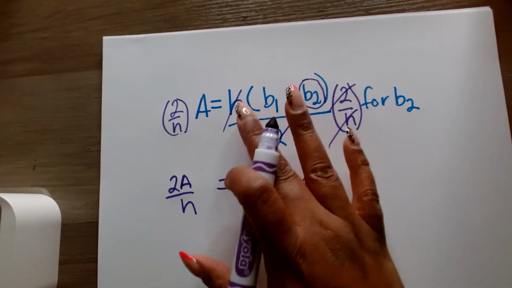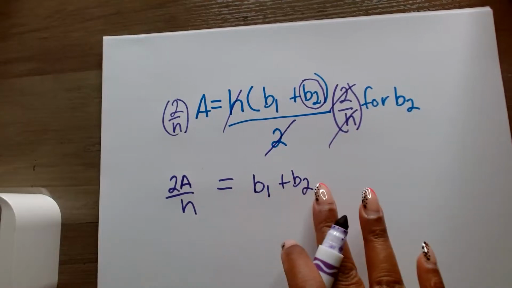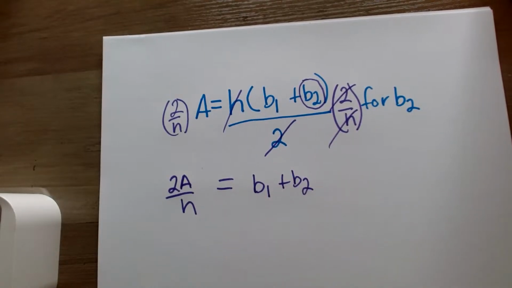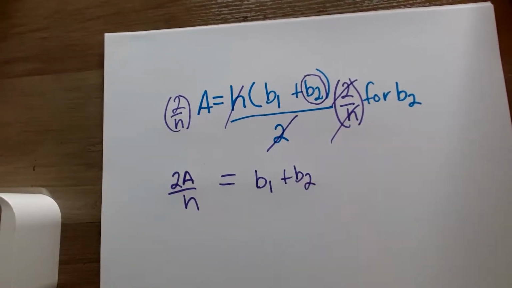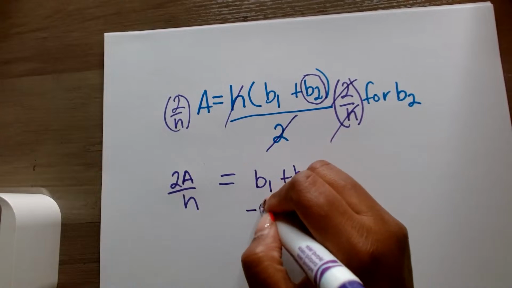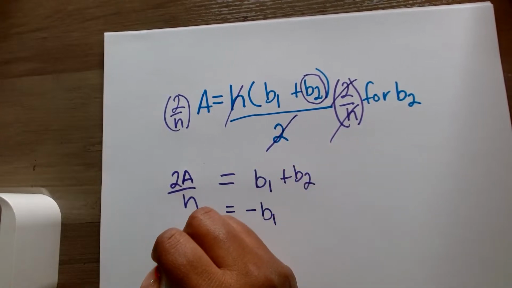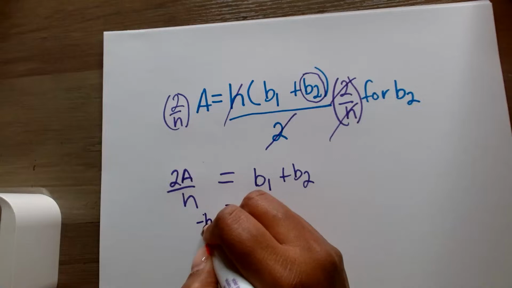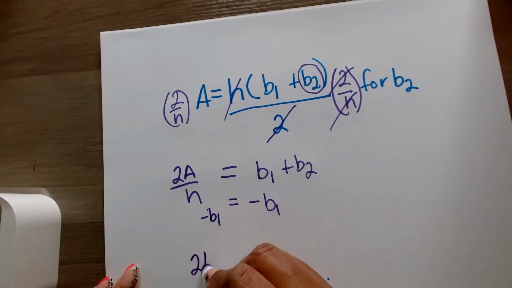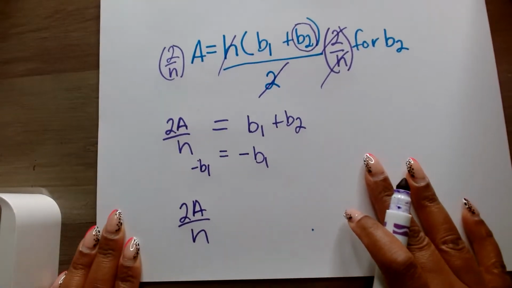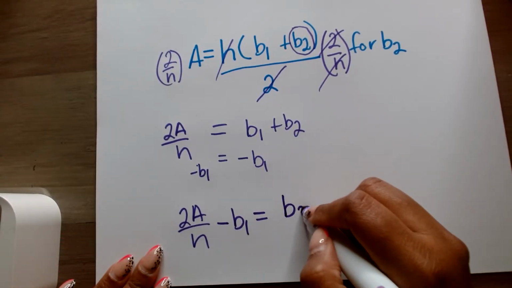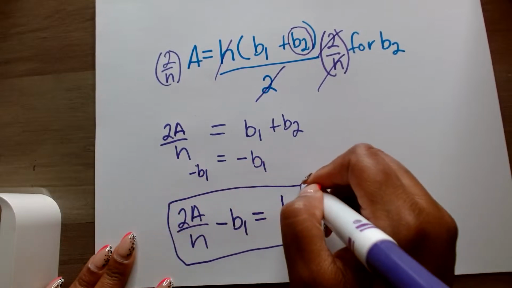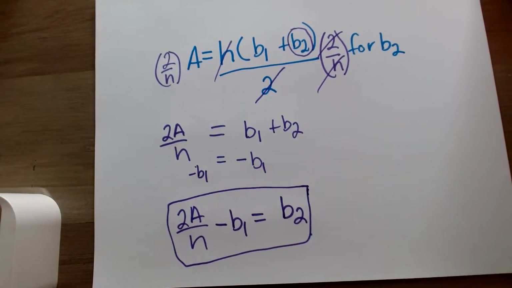And since they're by themselves and the H isn't multiplying, we can go ahead and drop our parentheses. So now we have B1 plus B2, and we can get that B2 by itself. B1 here is adding, so let's subtract B1 from both sides. So we get that 2A over H, let me move that up for you all, minus B1 is equal to B2. That would be our answer. And you can write it either direction. It means the same thing, for sure.